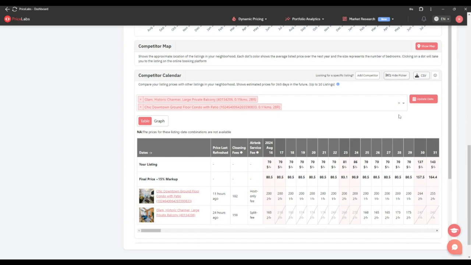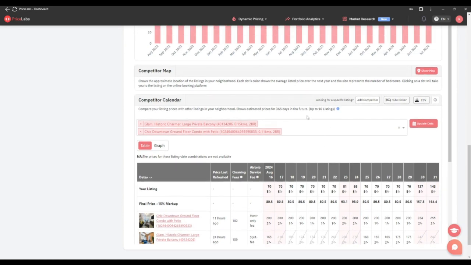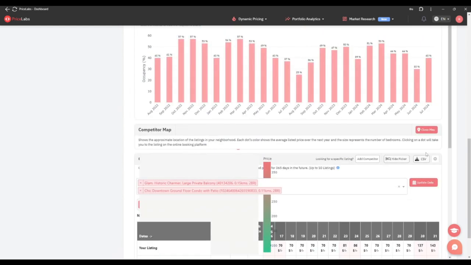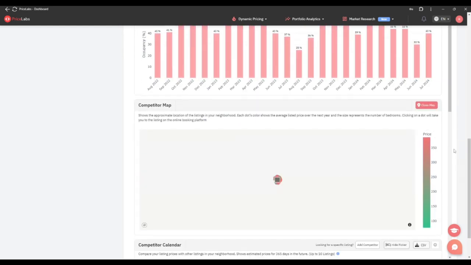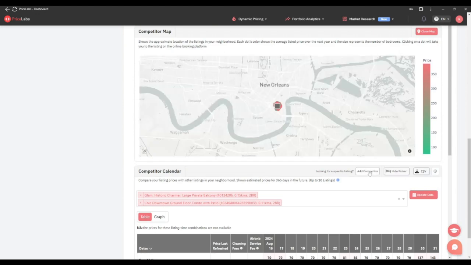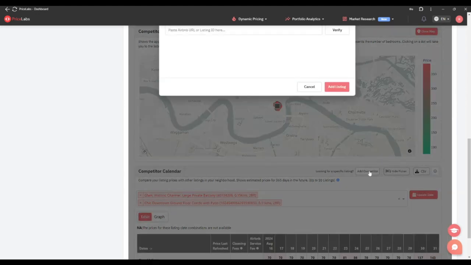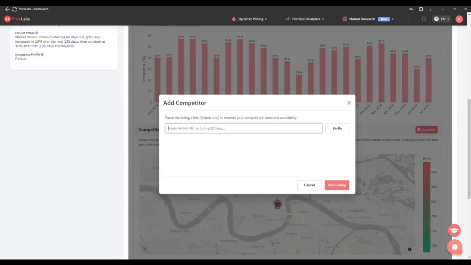And then finally, sometimes there might be some specific competitors that you wanted to add and they were not visible on the competitor calendar. And so you could add them. Now you can also come right here to add competitor calendar, right? Add competitor, paste the Airbnb URL, click verify, we'd verify if that listing is in our database already or if we need to, and then click add.